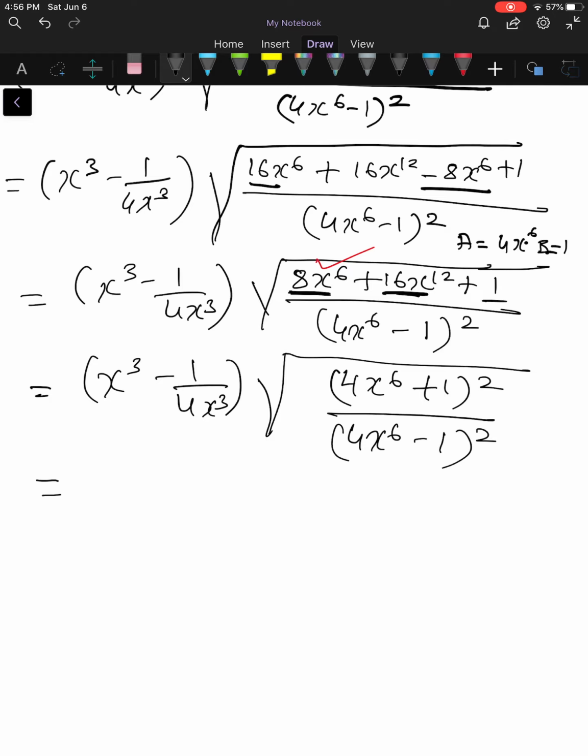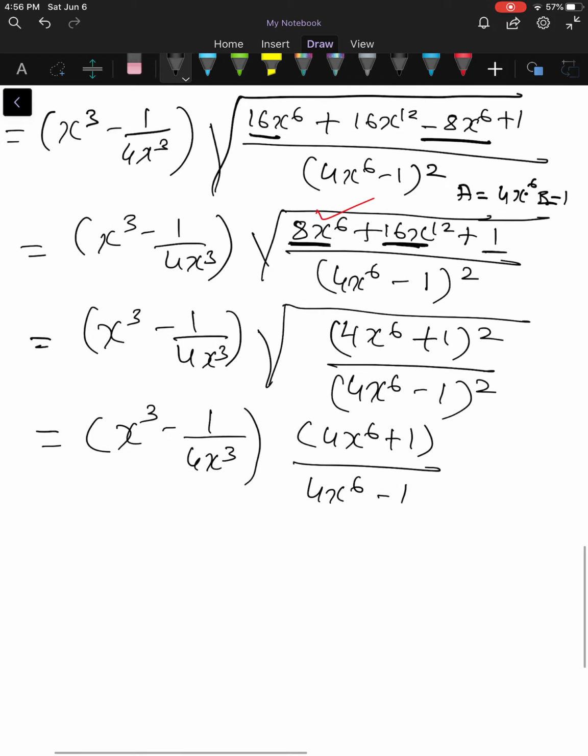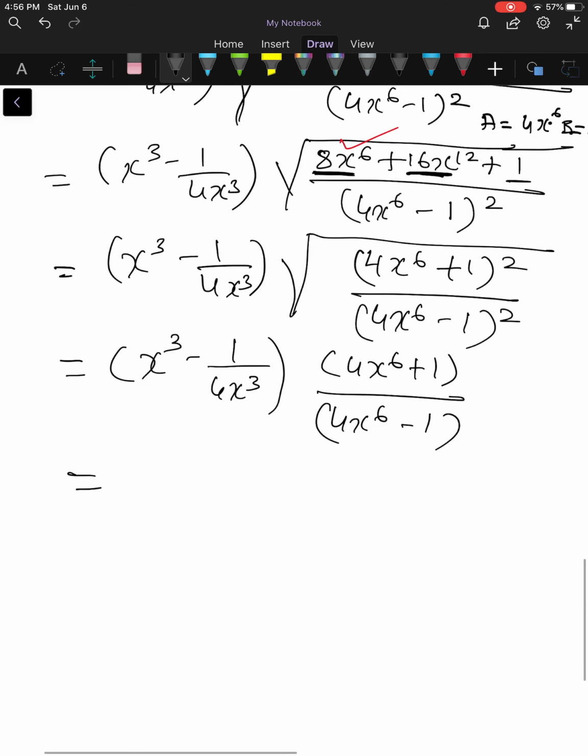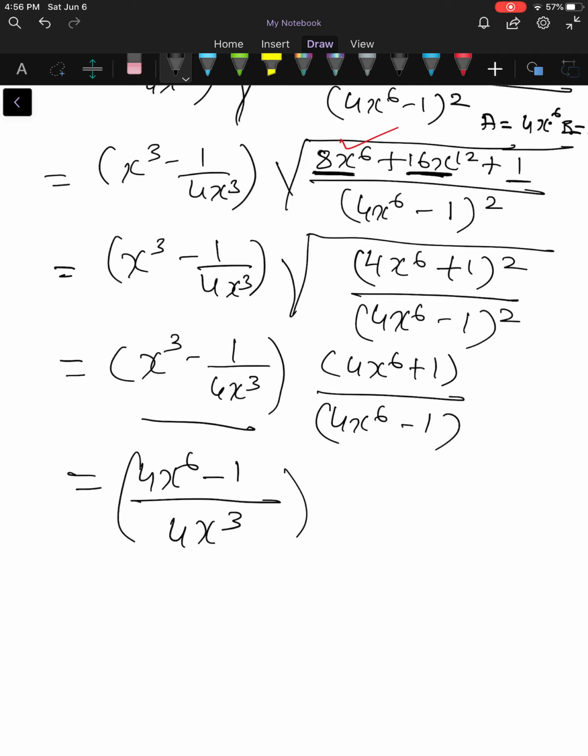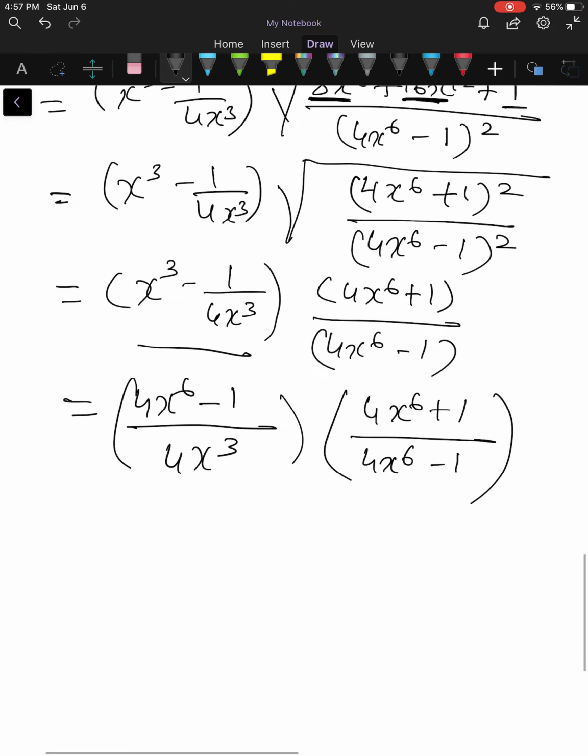Now if you individually apply the square root to the numerator and the denominator, you are finding the root of squares, so they get cancelled. You will be left with 4x to the power of 6 plus 1 divided by 4x to the power of 6 minus 1. Now you may feel that nothing is getting cancelled, so let me simplify this now. Taking LCM, I will get 4x to the power of 6 minus 1 divided by 4x cube times 4x to the power of 6 plus 1 divided by 4x to the power of 6 minus 1.